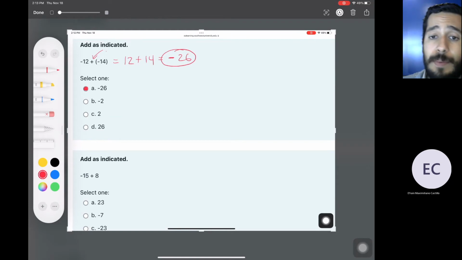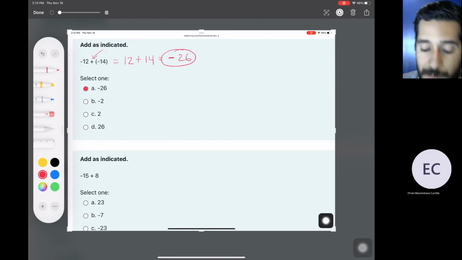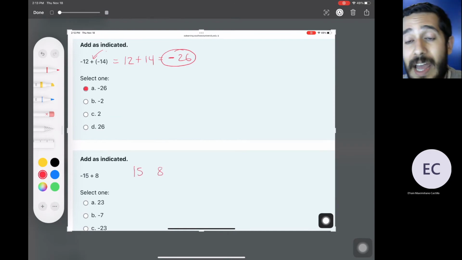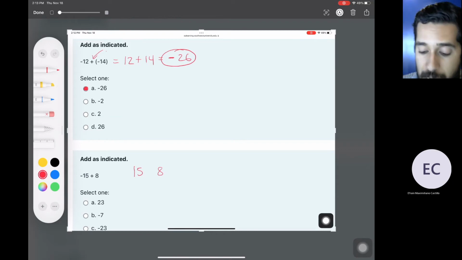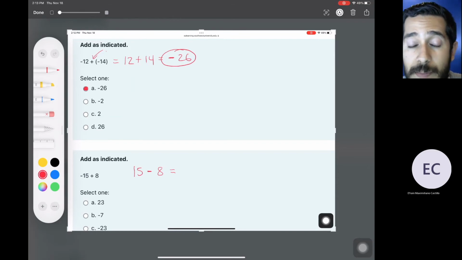On the next example, something different happens, since I have two numbers with different signs: a negative 15 and a positive 8. I still take the absolute values, which are 15 and 8. Since they originally have different signs, I subtract those, and the result carries over the sign of whichever quantity was larger. In this case, I have negative 15 and positive 8.